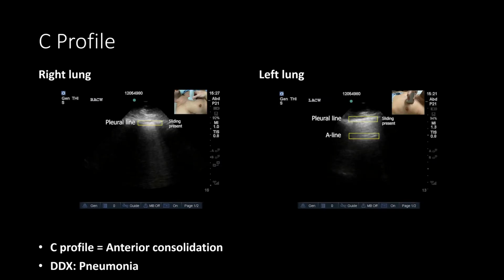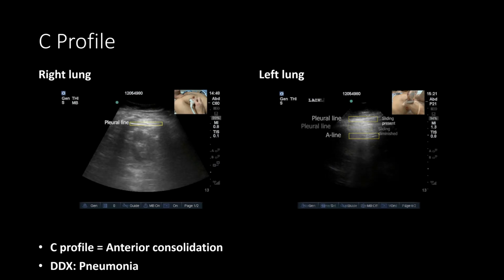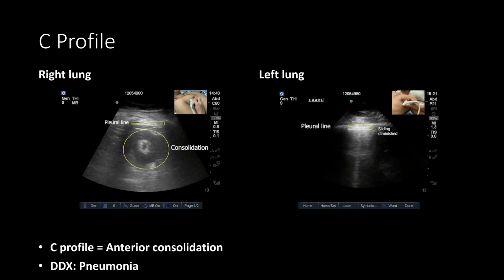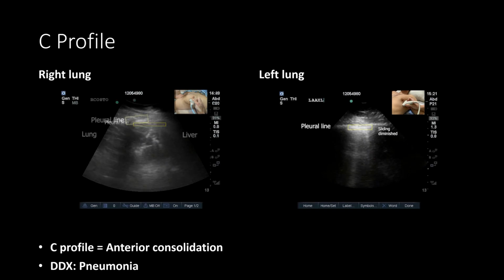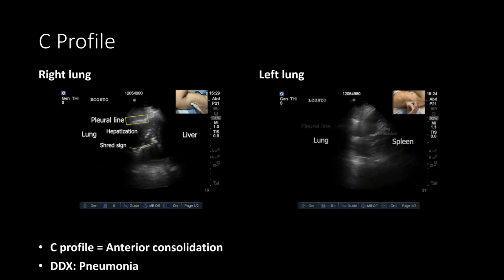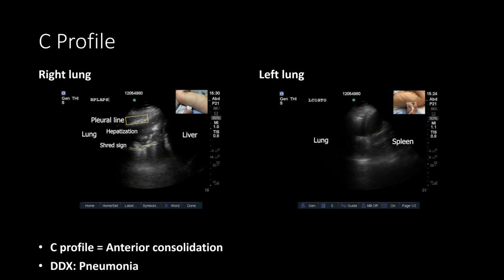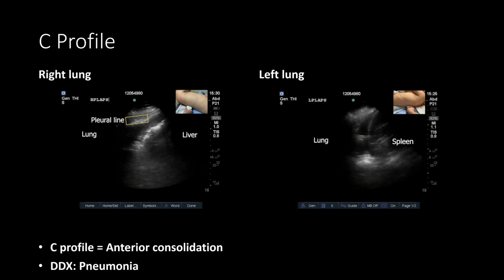The C profile is the last of the profiles, and in these examples, we can see in the right lung, at the fifth intercostal space, an area of consolidation that appears more tissue-like in echogenicity and has a shred sign present. And this is most consistent with a pneumonia.